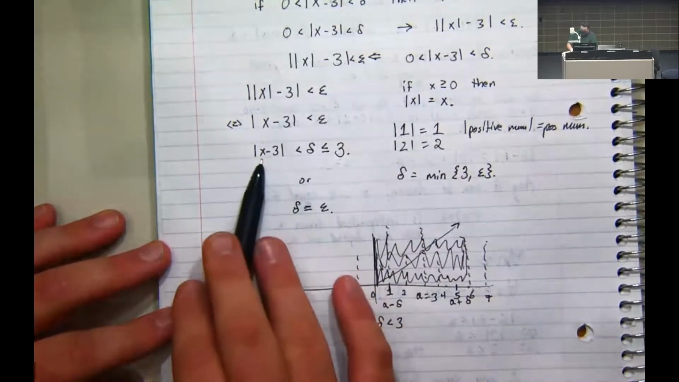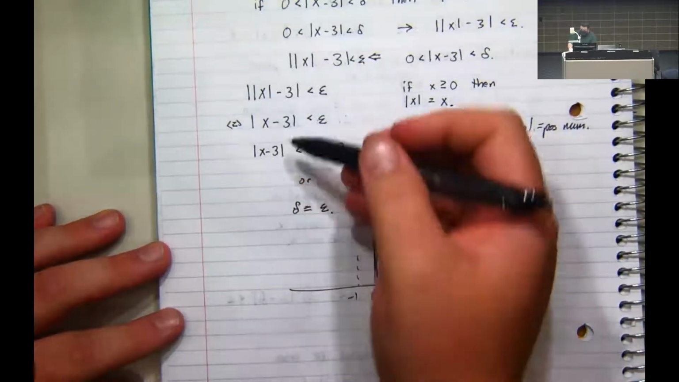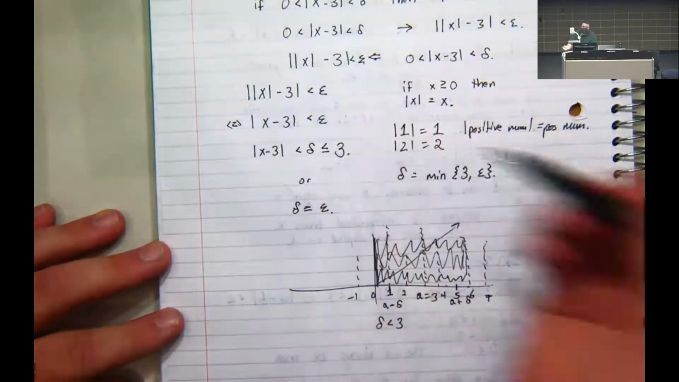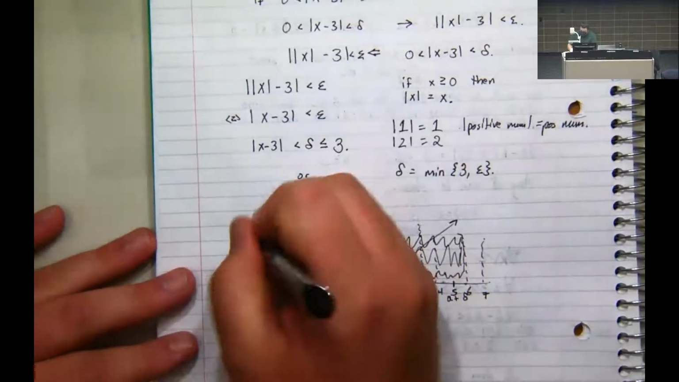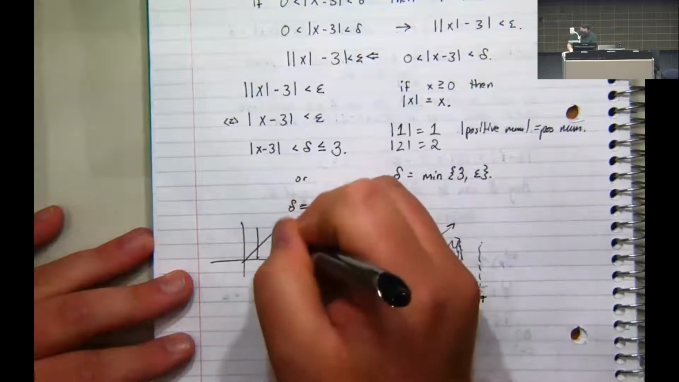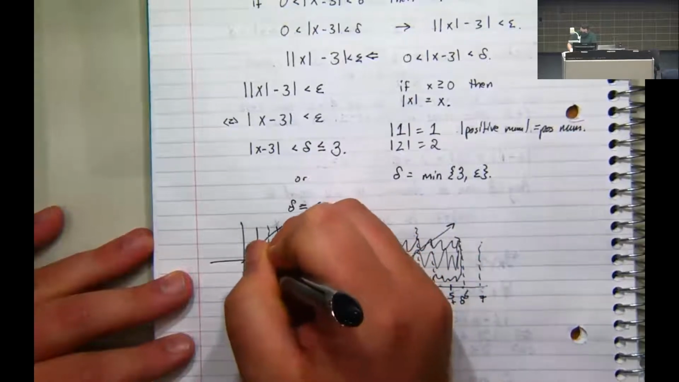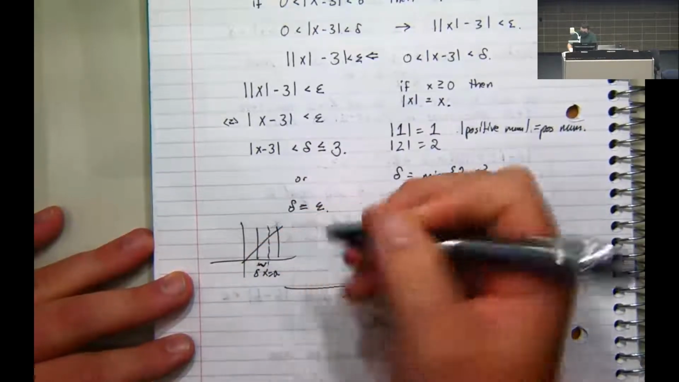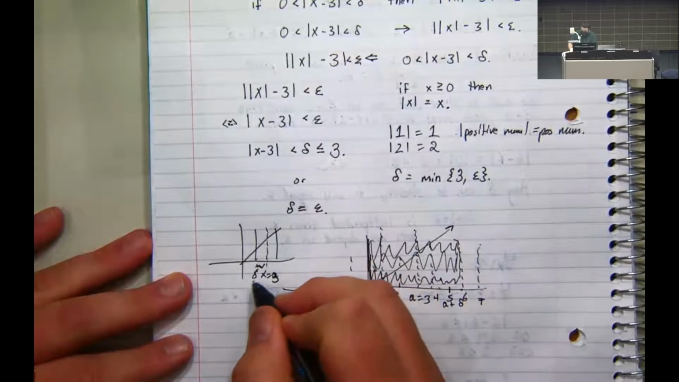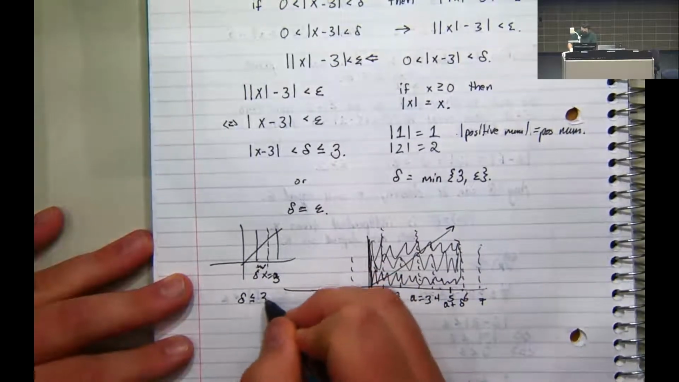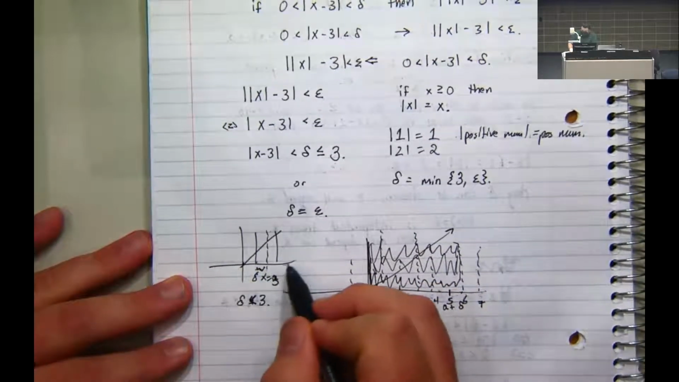So that means if we were to say, okay, it's going to be 0, 0 minus 3 is 3, which is going to be less than or equal to 3. So basically, this is your delta value. And that distance from 3 is less than or equal to 3. Or sorry, less than 3. So that means at most, this could be at 0 and at 6.